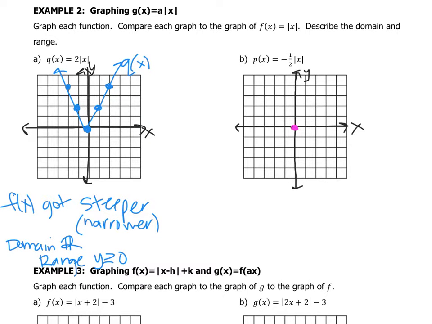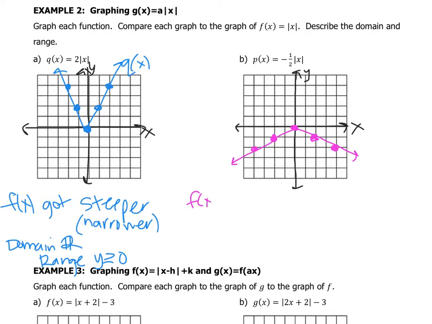So put your vertex at 0, 0, and we're going to make it a downward facing V with a 1/2 slope. So 1/2 means vertical 1, horizontal 2. And I'm going to do that in each direction so I get the V, but I have to make sure that it is a flipped down V. So that is much wider, obviously, you can see that.